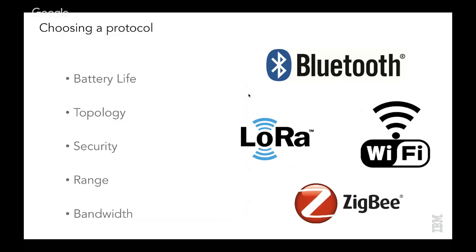Another thing is the topology, essentially how you deploy your wireless communication devices. In general, the most popular topologies are mesh and star, and I'll get into that in the next slide. Also, security. I want to make sure my messages don't get intercepted. Also, range. Basically, how far away can I send my sensor data?